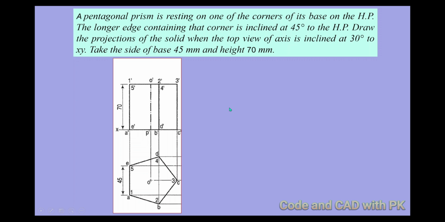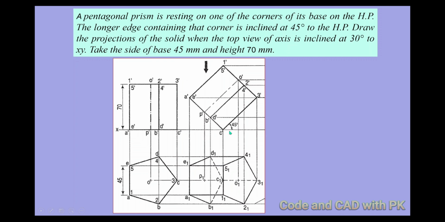Coming to the next stage of the problem, that corner is inclined at 45 degrees. Here this is our corner C3. Now you will tilt it in the second stage by 45 degrees, like this. So this C dash 3 dash long edge is now inclined at 45 degrees. Now observe how it looks from the top view and from the front view.